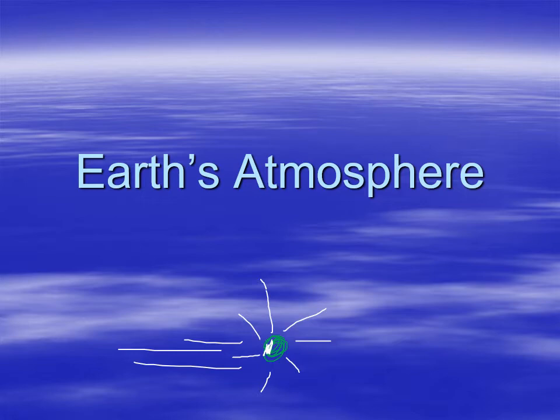Now, if it radiates energy into space at the same rate that it absorbs it, then it stays the same temperature. If it radiates faster than it's absorbing, it tends to cool off. And if it's radiating less quickly than it absorbs, then it tends to warm up. And so the atmosphere helps maintain this balance.